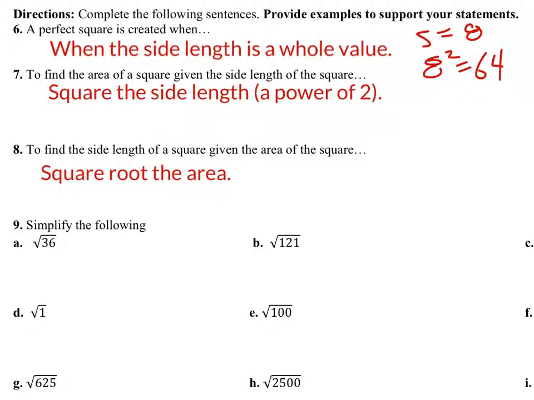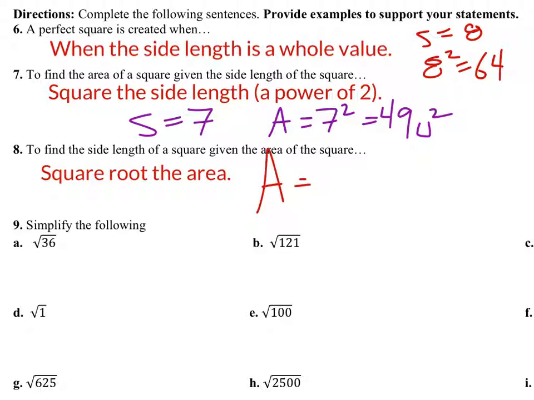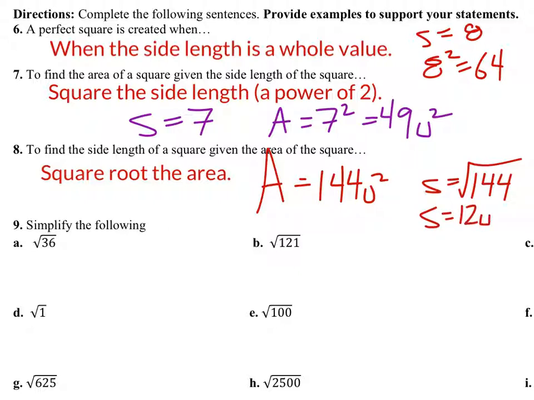All right, so another example on number 7 right here. So if they gave us a side length, it's kind of that first one as well. If the side length were 7, then the area would be 7 squared, which would be 49. And again, we can say units squared if we want. On the other hand, if they gave us the area, which let's say was 144 units squared, then the side length would be the square root of 144, which would give us 12 units.